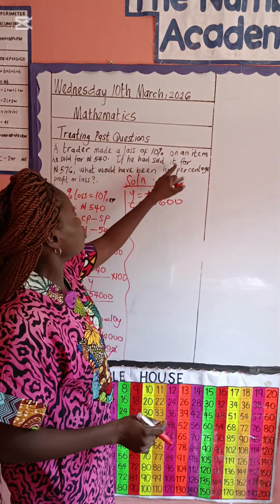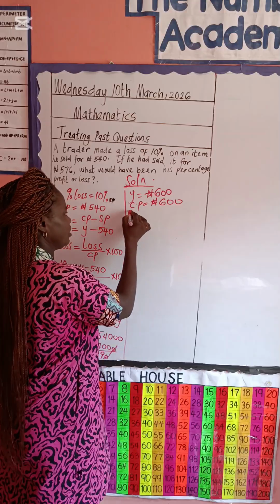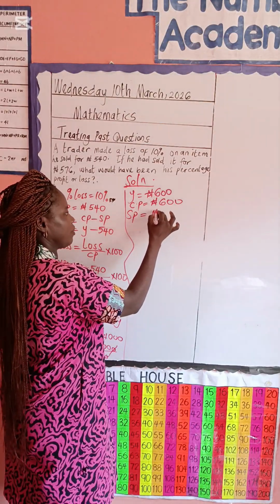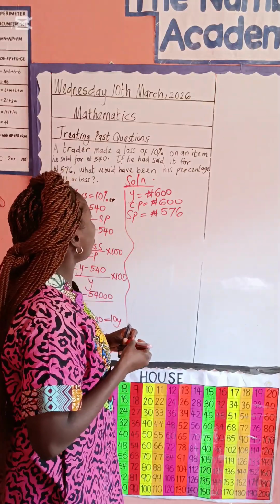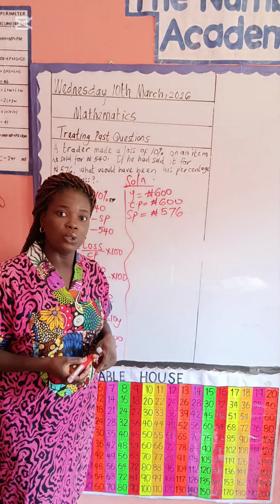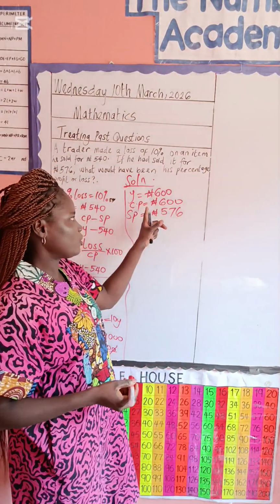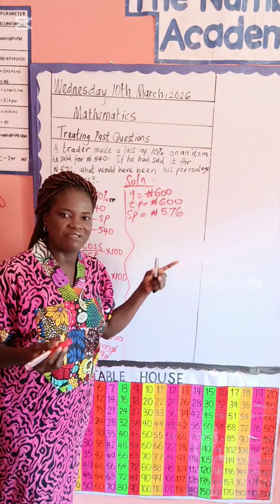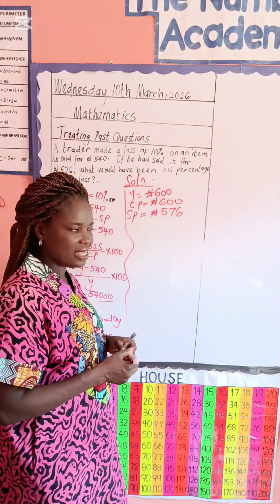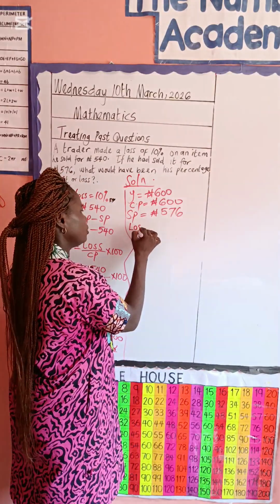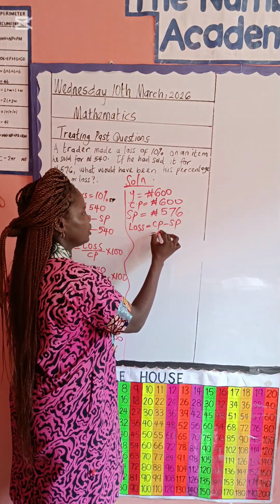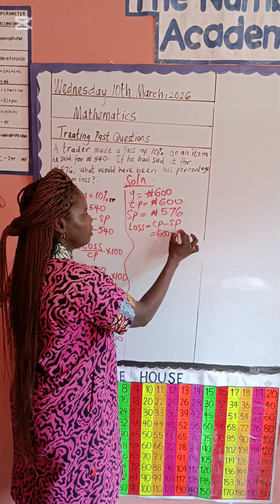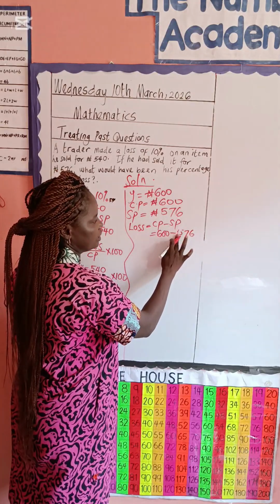And they said if he had sold it for this, so we now have a new selling price. Our new selling price is 576 naira. They asked what would have been his percentage profit or loss? He bought something for 600 and he's selling it for 576. Obviously, he made another loss. So his loss is cost price minus selling price, which is 600 minus 576.